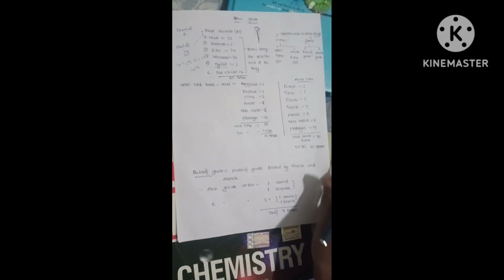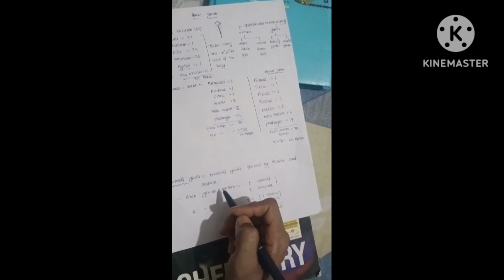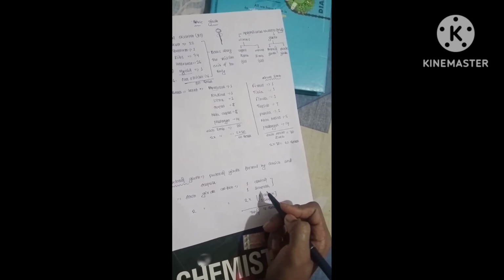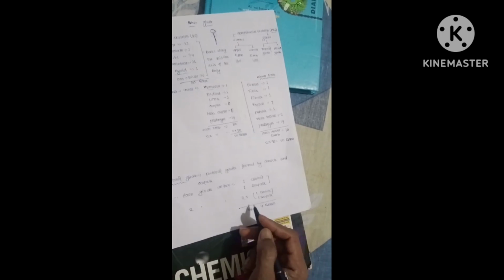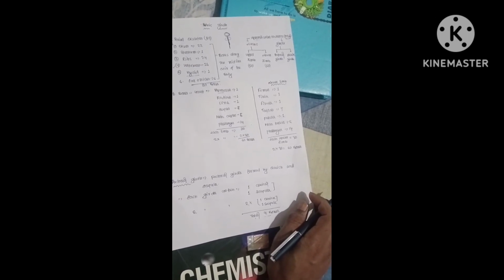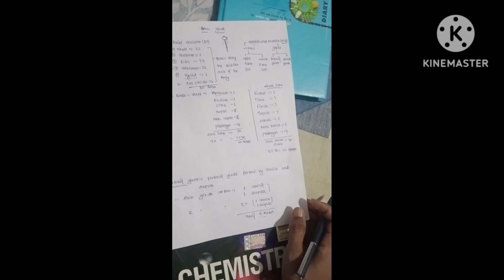The pectoral girdle is formed by clavicle and scapula, and each girdle contains one clavicle and one scapula. Therefore, two pectoral girdles contain two clavicles and two scapulae, and the total number of bones is 4. Therefore, in the pectoral girdle, 4 bones are attached: two clavicles and two scapulae.